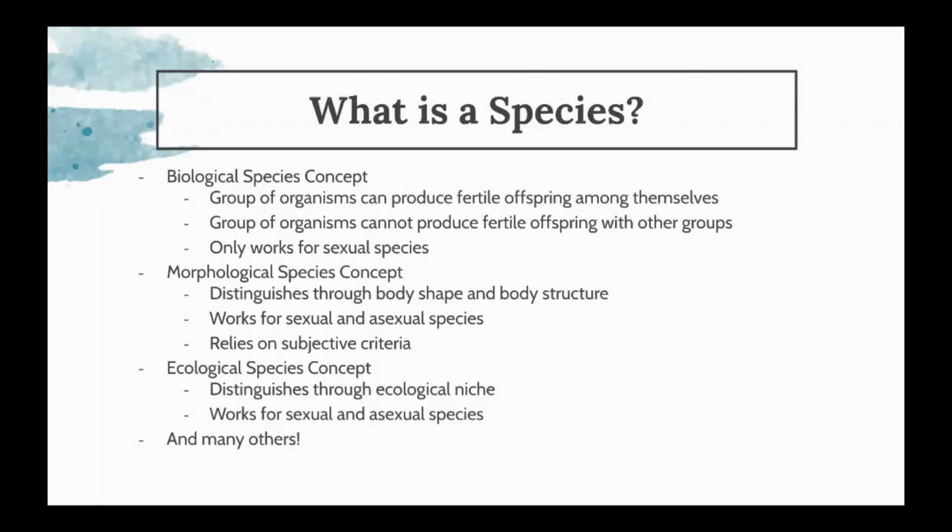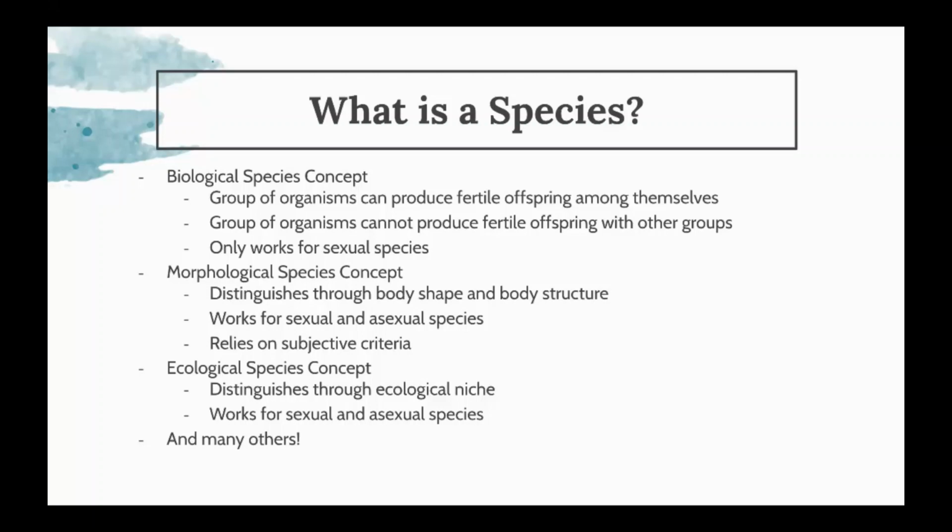And then you have the morphological species concept. So this one distinguishes between body shape and body structure. And this works for sexual and asexual species. What's unfortunate about this one is that it relies on really subjective criteria. For example, some people might think that a giraffe's neck is not that long, versus others might think that it is very long. And so this type of subjective criteria can lead some scientists to determine that these two animals or these two populations are one species, while others may believe that it's a different species.